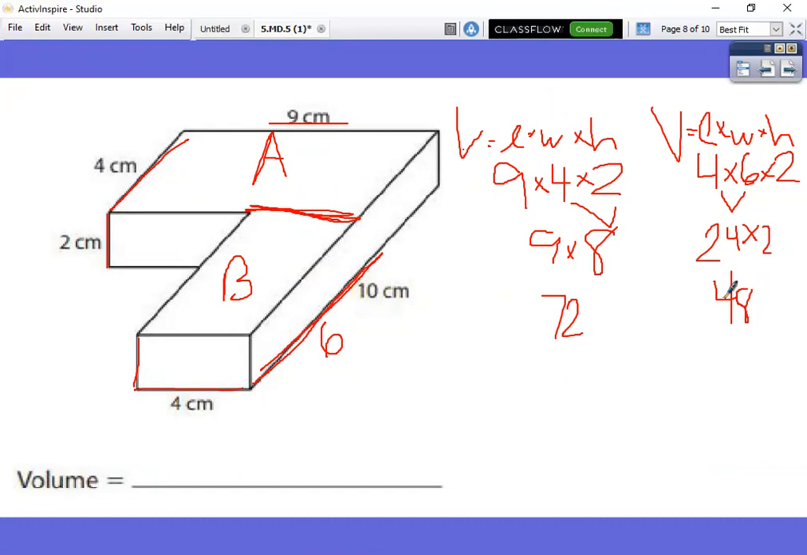So now we have to complete our third step, and that is adding the two together to find the total volume. 2 plus 8 equals 10. 1 plus 7 is 8. 8 plus 4 is 12. So that gives us a total volume of 120 cubic centimeters.